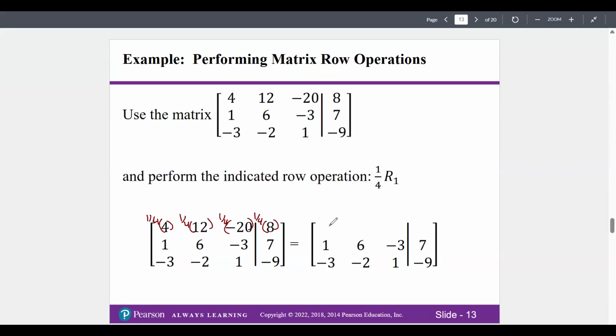So 1/4 of 4 is just 1. 1/4 of 12 is 3. 1/4 of -20 is -5. And 1/4 of 8 is 2. So I just multiplied everything in row 1 by 1/4. So these are equivalent rows. One has everything multiplied up by 4, and here everything is reduced.